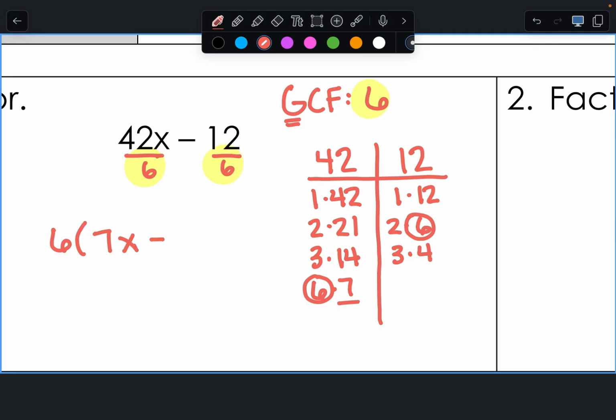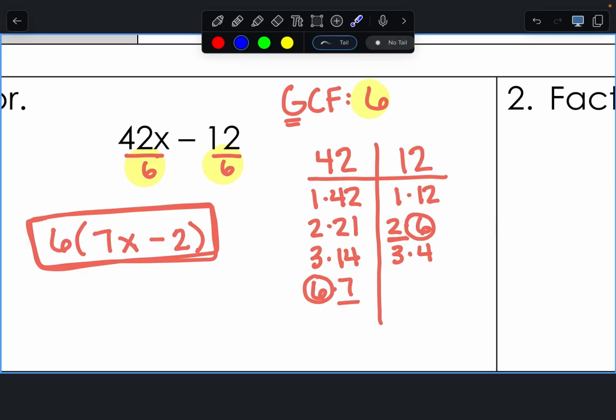12 divided by 6 is 2. Close your parentheses. That is your answer. But it gets harder than that. It will, a little bit. Not a whole lot, but it will a little bit.